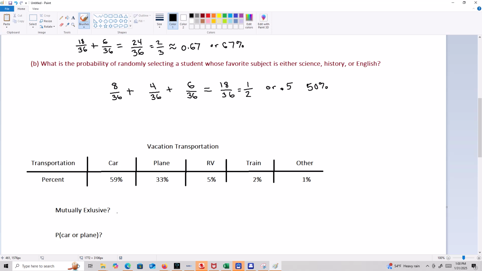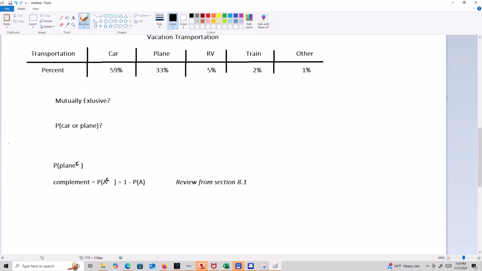Oh, sorry, my mouse is acting funky again. Where'd it go? Okay, there we are.